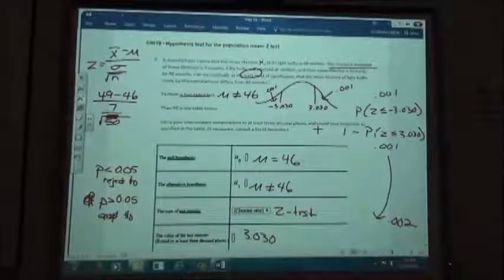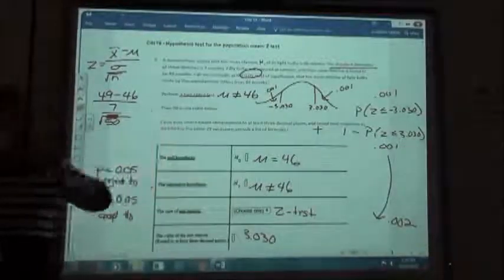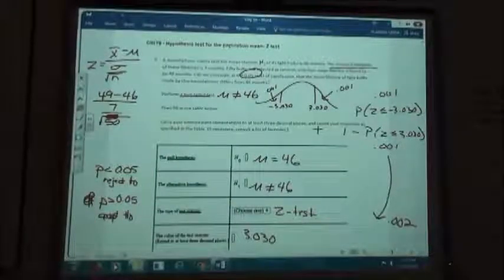So it says, can we conclude that the mean lifetime of light bulbs are made differs from 46? Yes, we can, because we have to accept the alternate hypothesis. We're rejecting the null. So yes, it does differ.